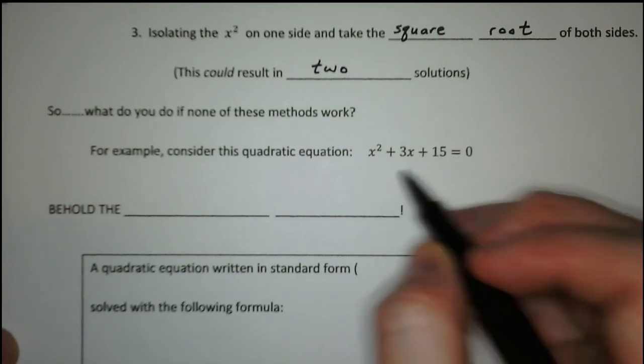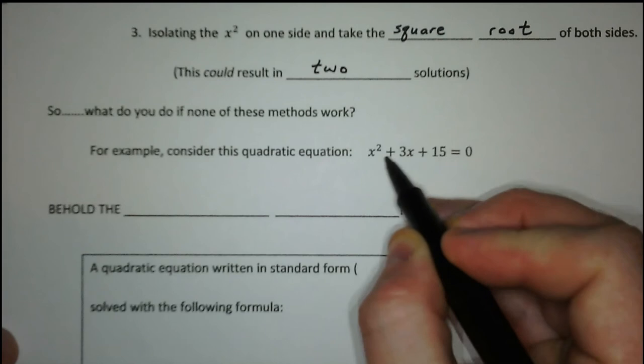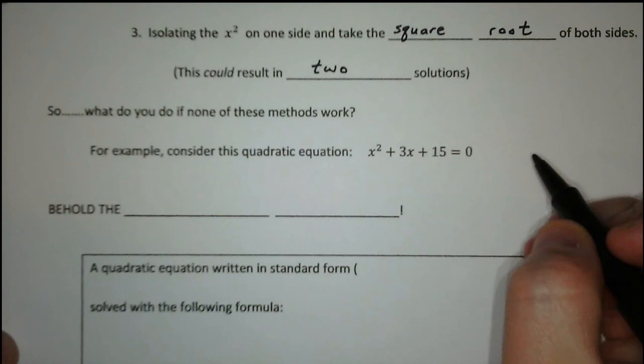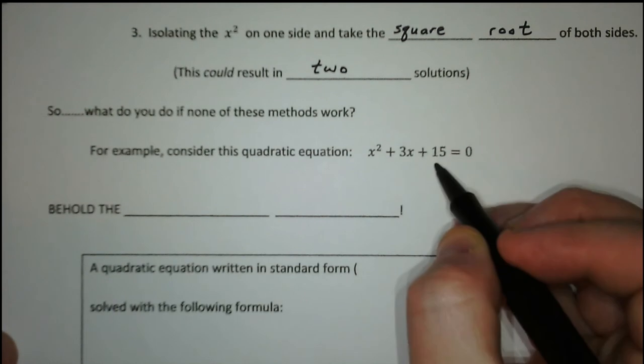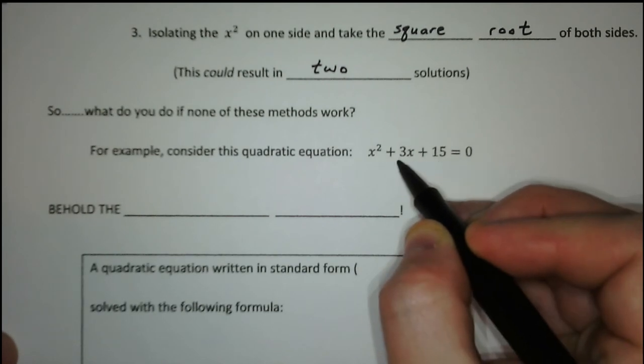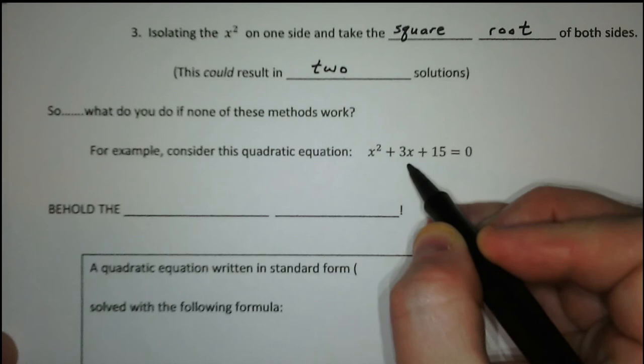Now, back to the unfoil. Can x squared plus 3x plus 15 unfoil? Well, that depends on if there are two numbers that multiply to get you positive 15, but they also add up to positive 3.